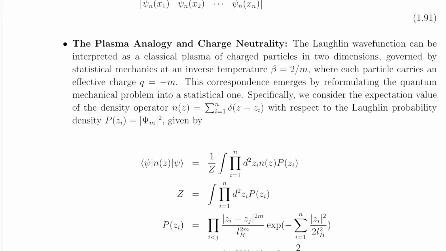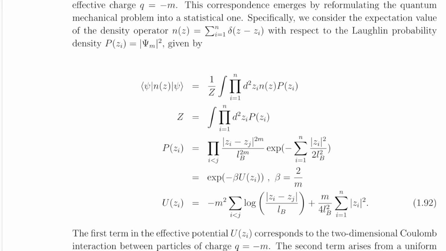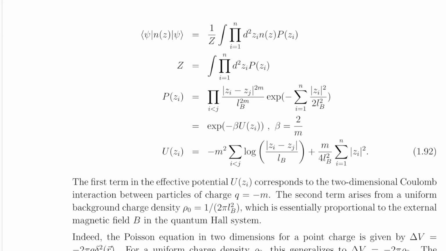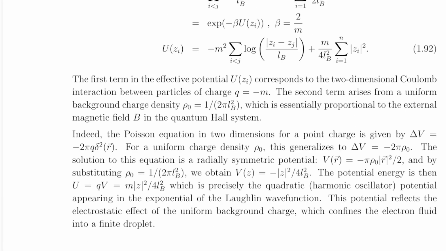Now comes the plasma analogy, a brilliant conceptual bridge. The probability distribution of the Laughlin wave function maps to a two-dimensional classical plasma. In this picture, electrons act like particles with charge minus m, repelling each other logarithmically, all immersed in a uniform positive background. This background isn't arbitrary. It represents the external magnetic field and provides a confining force.